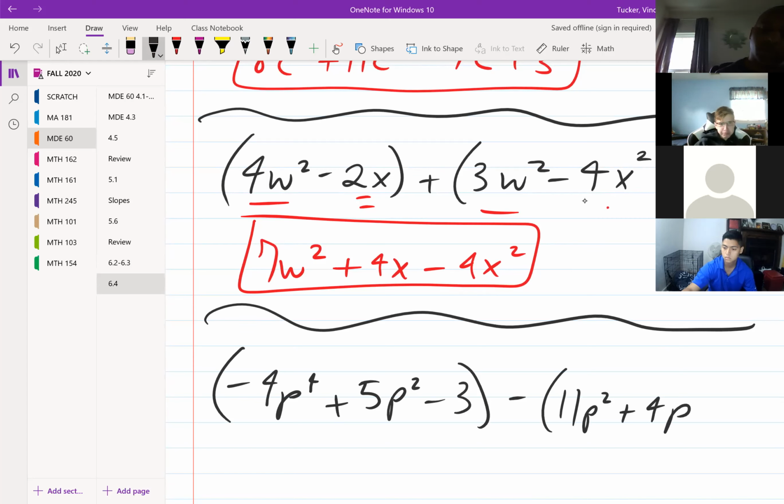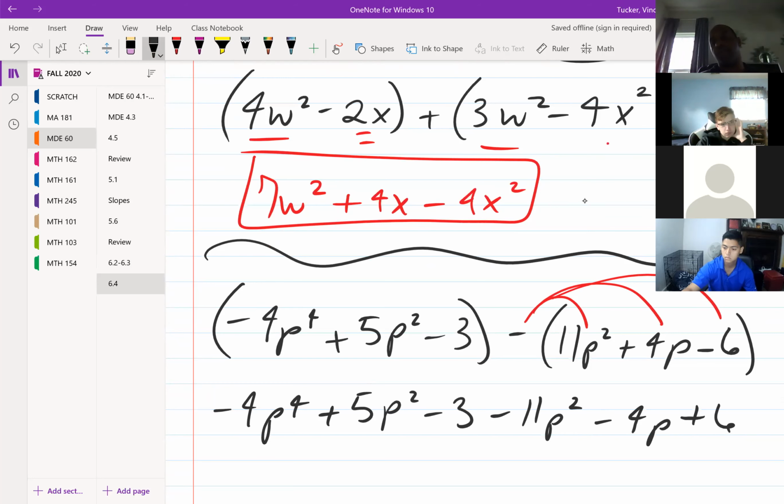B squared. All right, so if we have a minus sign in between our quantities, don't forget this minus sign has to be applied to each term in the following parentheses. So before you combine anything, even if you don't write it out, recognize that each one of the signs in the following parentheses has to change. So that goes to negative 11p squared minus 4p plus 6.